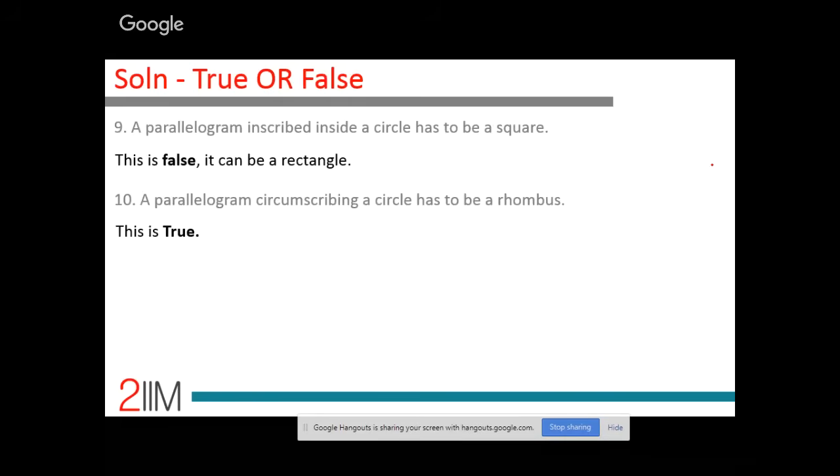A parallelogram inscribed inside a circle has to be a square? It has to be a rectangle, not necessarily a square.